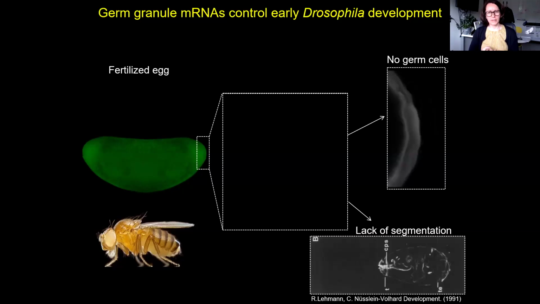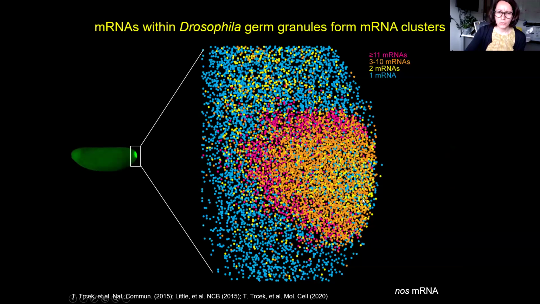And that's great. But the reason we also really like this system is because within these granules, when RNA is localized, they also form clusters. And this is an example of nanos RNA. So this is a heat map image of an smFISH stain of nanos RNA. And you can see that outside of granules, this RNA is mostly present as a single transcript. However, within these granules, it actually forms clusters.